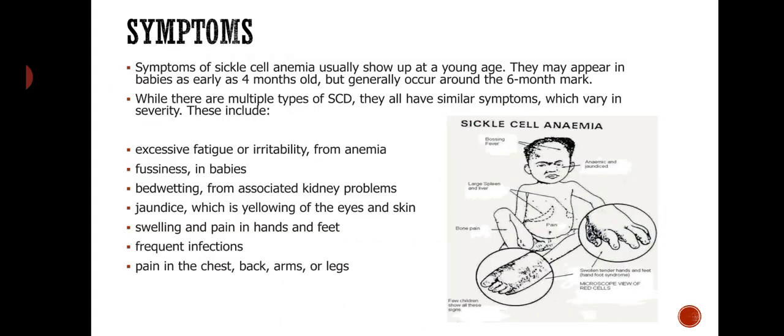Symptoms of sickle cell anemia usually show up at a young age. They may appear in babies as early as 4 months but generally occur around 6 months. There are different types of sickle cell disease. They all have similar symptoms which vary in severity. These include excessive fatigue or irritability from anemia, fussiness in babies, bad breathing, jaundice, which is the yellowing of the eyes and the skin, swelling and pain in the hands and feet, frequent infection, and so on.